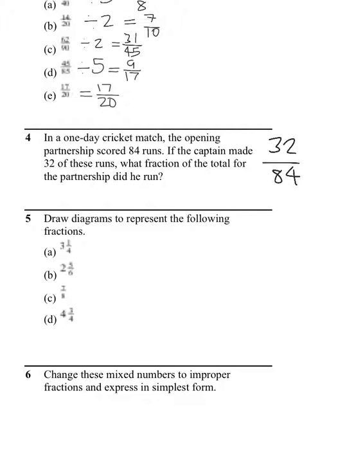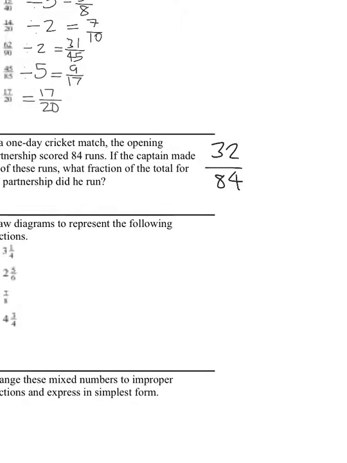However, is that in simplest form? Perhaps we should try, being even numbers, we can divide by 2 again. So that would equal 17 over 42. The captain made 17 out of every 42 runs for that partnership team.